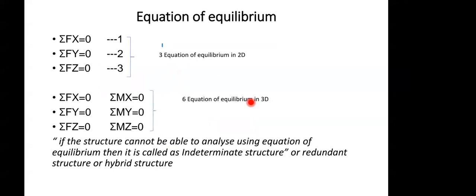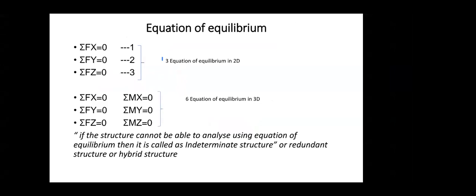Next, we have the equations of equilibrium. When we talk about two dimensions, there are three equilibrium conditions, which are summation of Fx equal to 0, summation of Fy equal to 0, and summation of moment equal to 0. The moment we talk about is about the z-axis. So summation of x is equal to 0, summation of y is equal to 0, and summation of moment about the z-axis is 0.